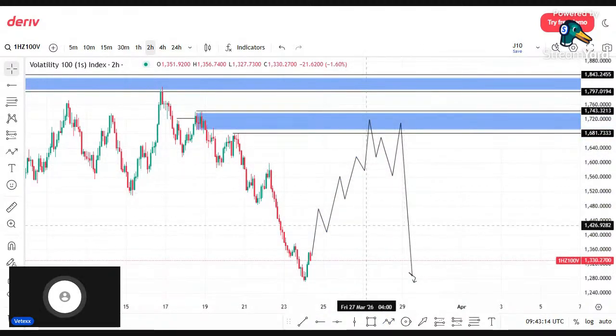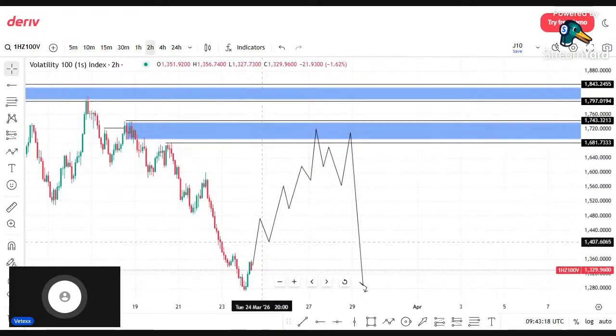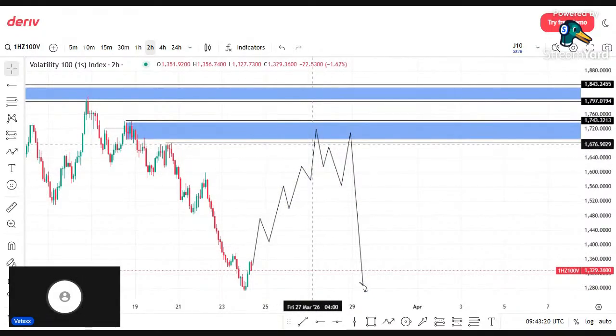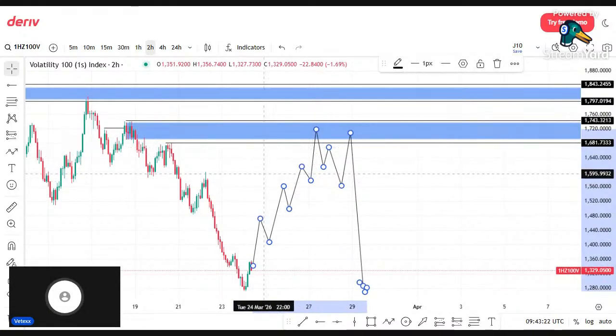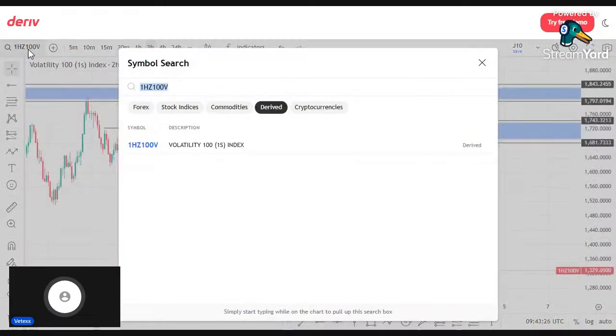So this is what we're anticipating on V100 index. So maybe before the week runs out, price will definitely do all of these things. Okay, so V100 index, this is what we have. So the next pair we'll be checking is V100.